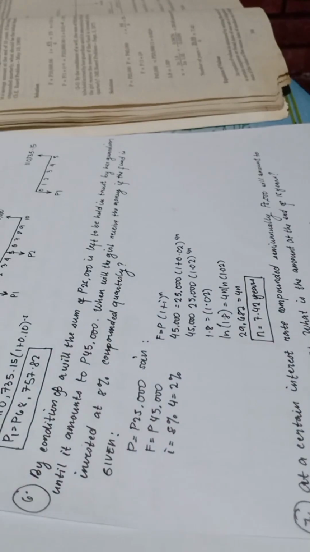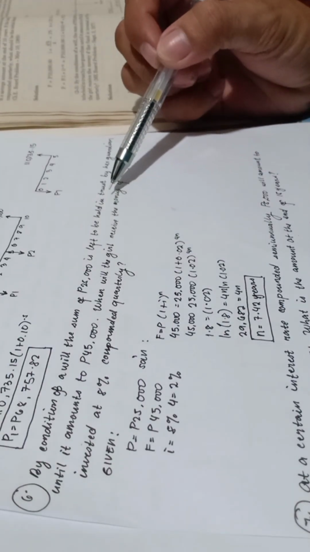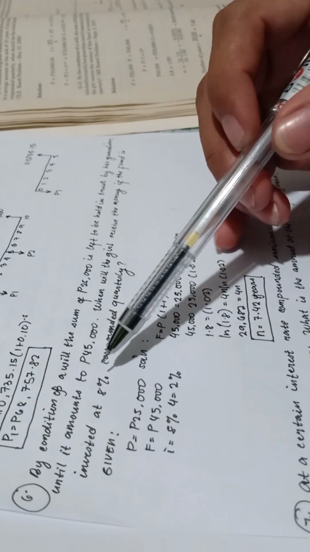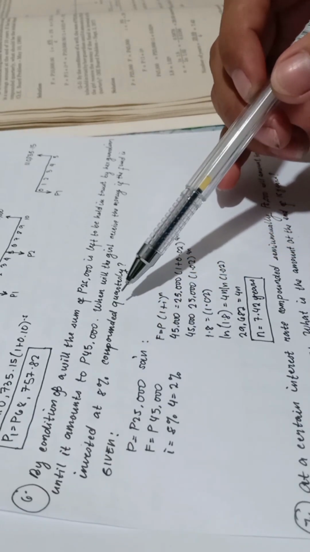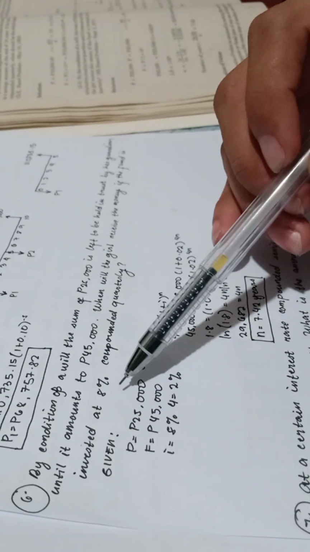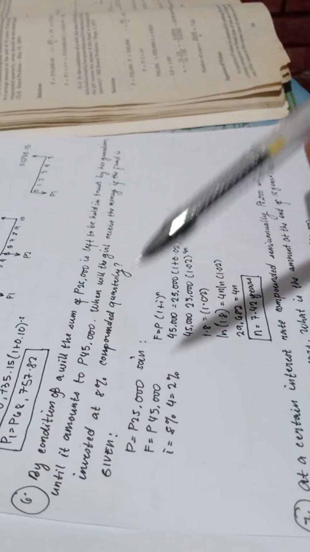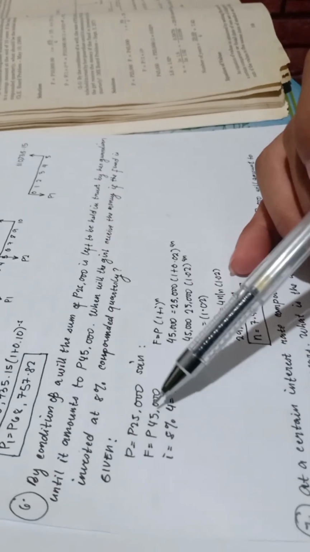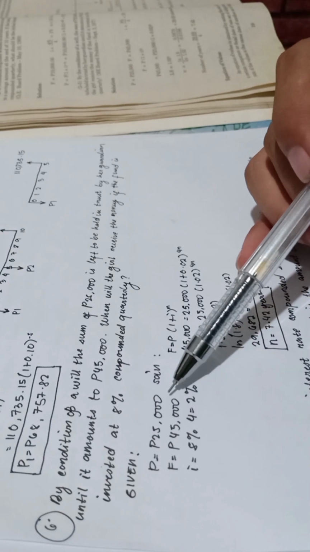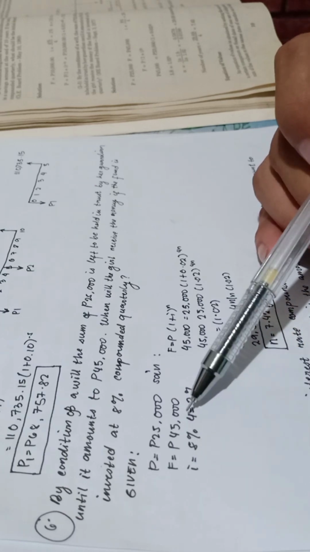So let's proceed to problem number 6. By the condition of a will, the sum of 25,000 pesos is left to be held in trust by her guardian until it amounts to 45,000 pesos. So when will the girl receive the money if the fund is invested at 8% compounded quarterly? So the given is our principal or present worth, 25,000 pesos, and our accumulated amount or future worth, 45,000 pesos.